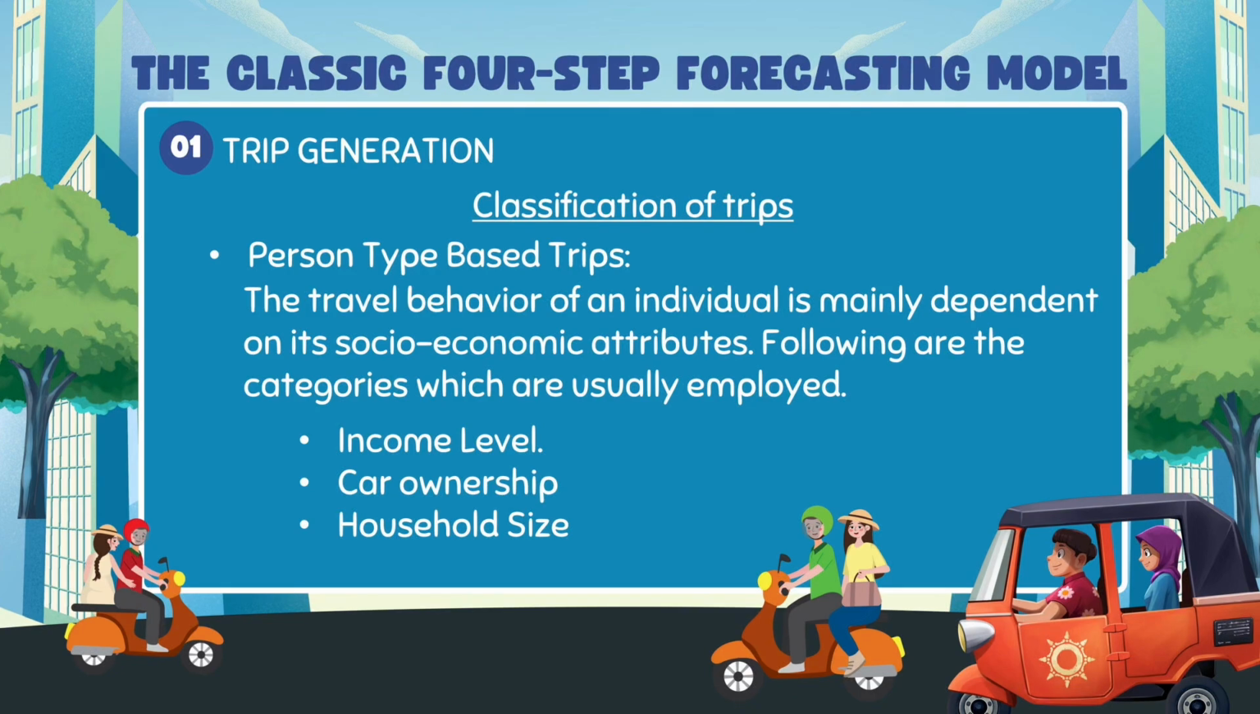So next is the person type based trips. Travel behavior depends on people's characteristics. First is the income level. Higher income may mean more travel. And then car ownership, more cars equals more trips. And then household size. If the household is large, then there are also more trips.